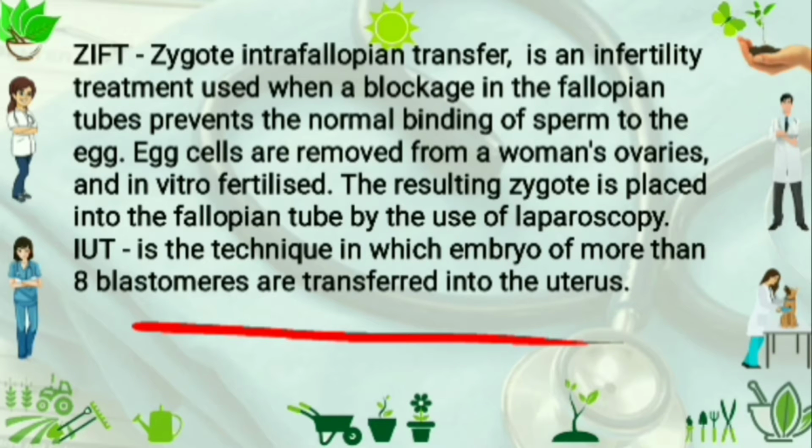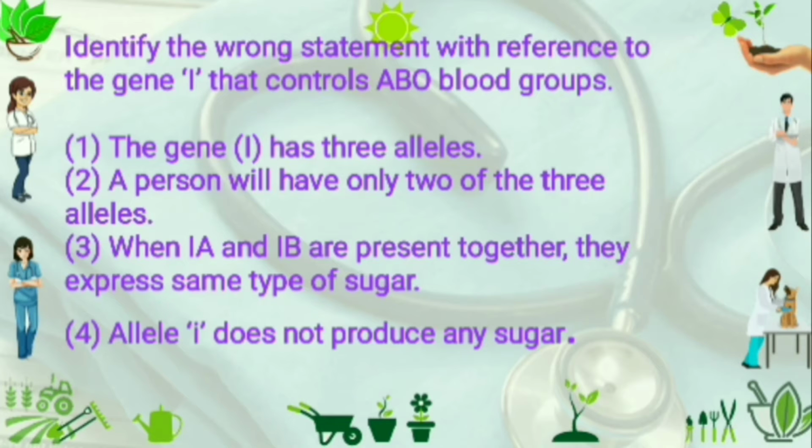Next one: identify the wrong statement with reference to the gene I that controls ABO blood groups. What is the wrong statement? The wrong statement is the third one. Okay, this is the wrong statement.